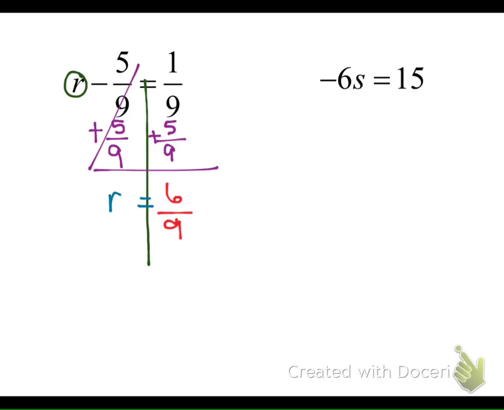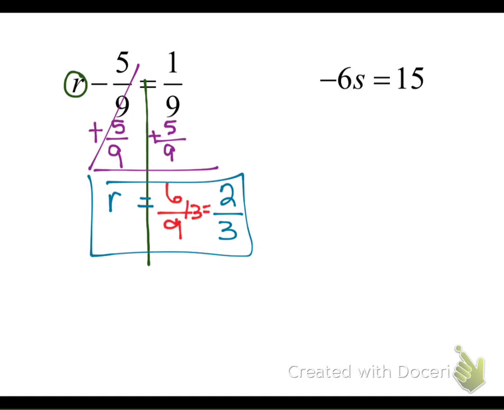Hannah? It's not simplest form. What are 6 and 9 both divisible by? 3. So what's 6 divided by 3? 2. And 9 divided by 3? 3. So my final answer is going to be r equals 2/3.